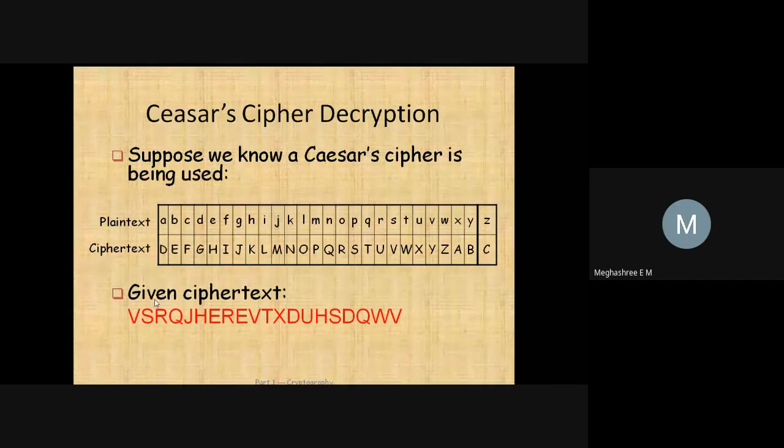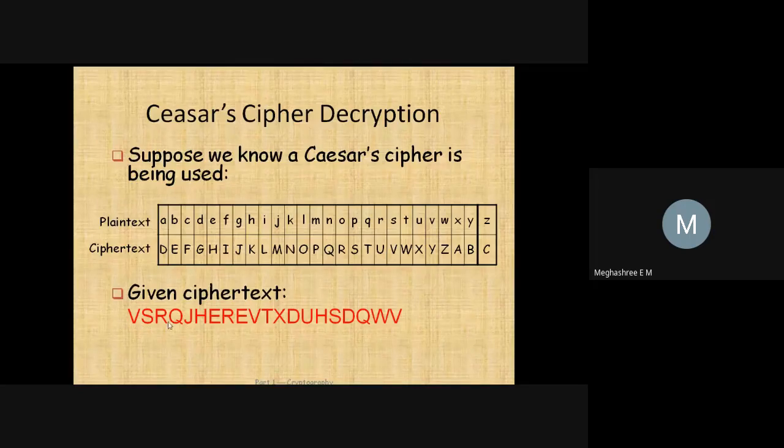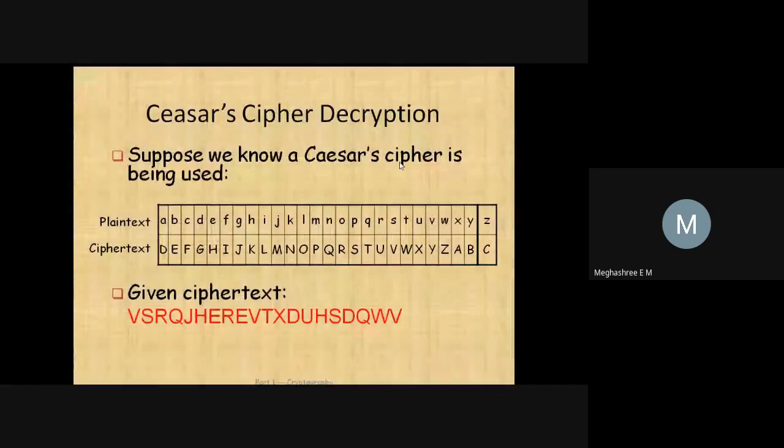Let's start with this. Consider if the ciphertext is given. Here, the ciphertext is given, not the plain text. You have been asked to find out the plain text for this ciphertext if the Caesar cipher is used. I'll repeat. If this ciphertext is given to you, and I say the Caesar cipher is used for the encryption or decryption, then find out what will be the plain text. So, what should be the key used for this?